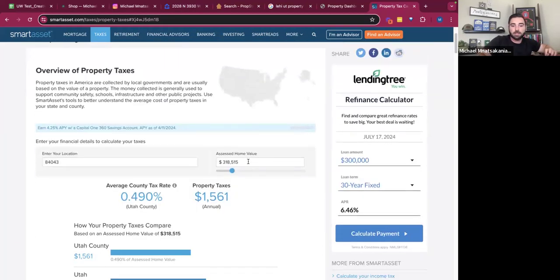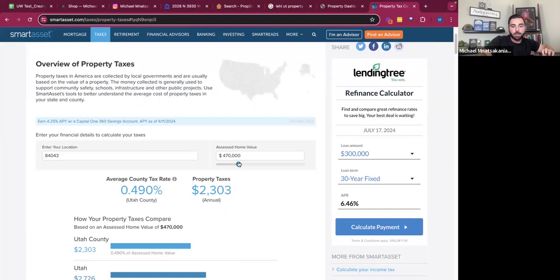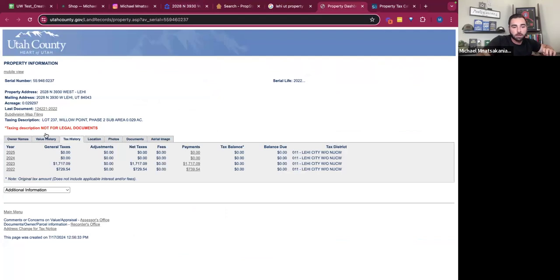So the taxes were 1561. Assessed value was closer to like 450, but either way, the millage rate is what it is. So at their assessed value, around 420-ish, 2058. What did it say it assessed for? 397.